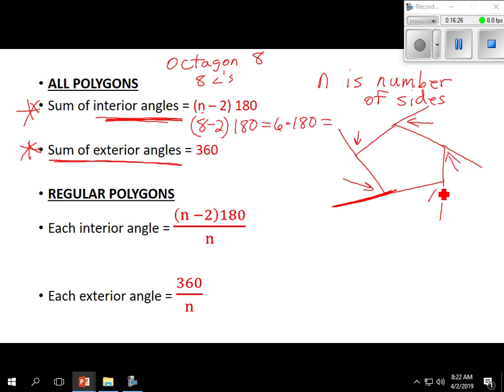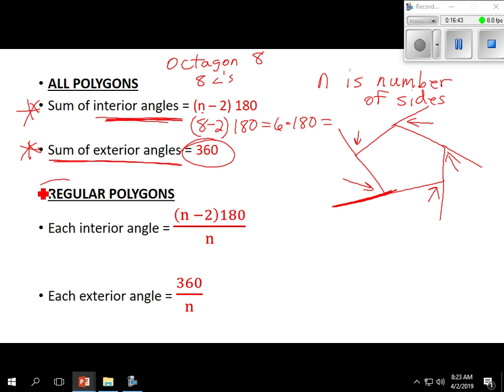The sum of all those angles is always 360 degrees. No matter what the shape is, whether it's 5-sided, 6-sided, 7-sided, 8-sided, the sum of all those exterior angles is always 360 degrees.